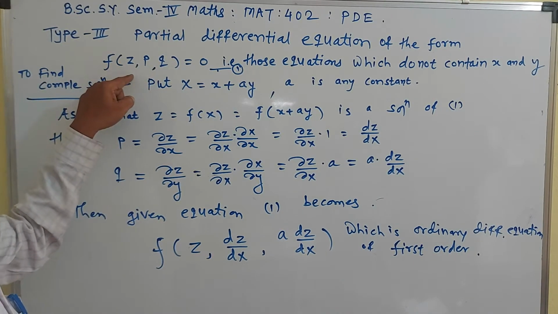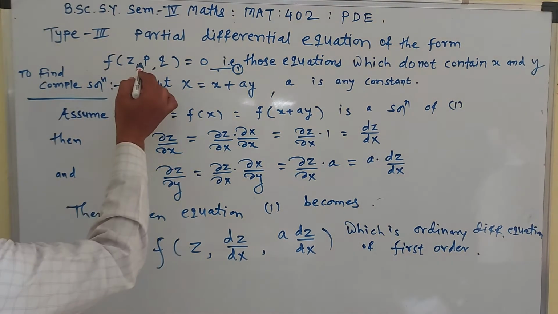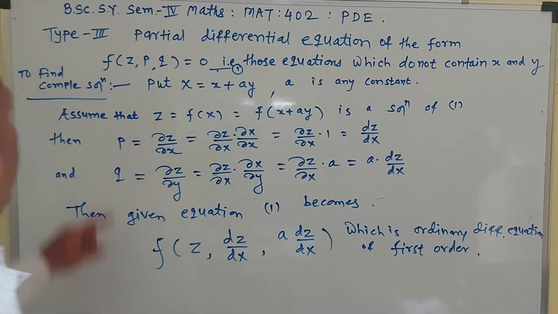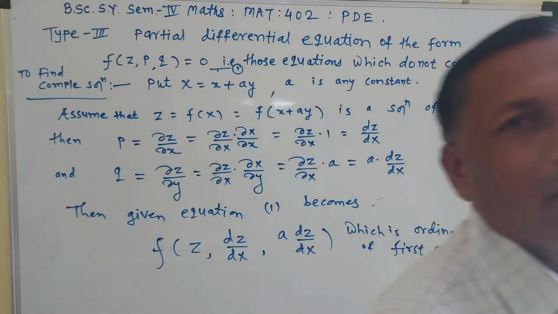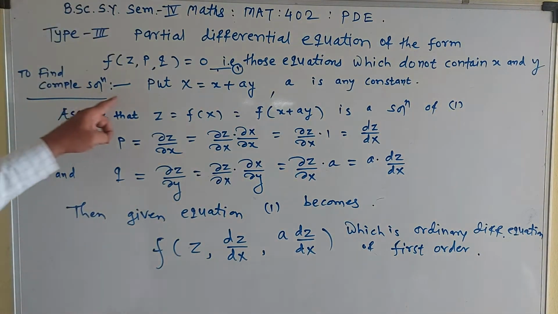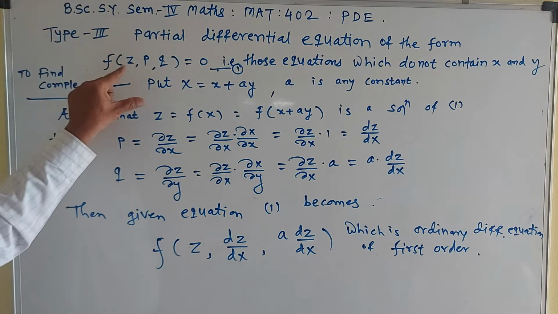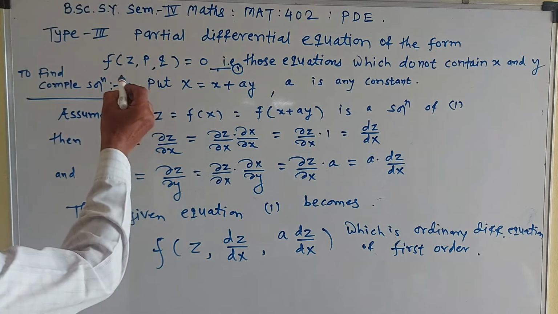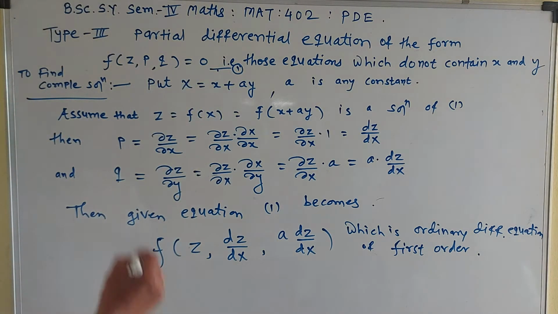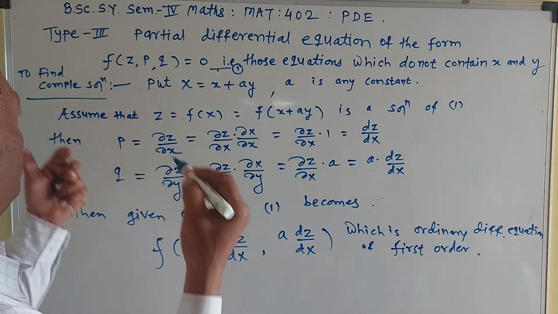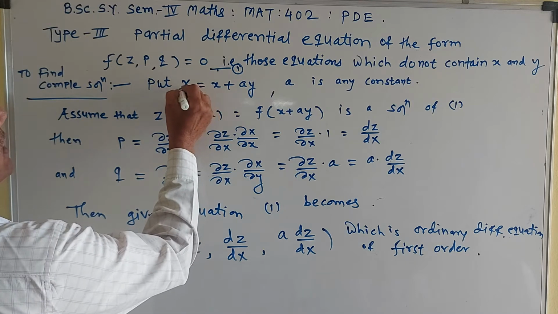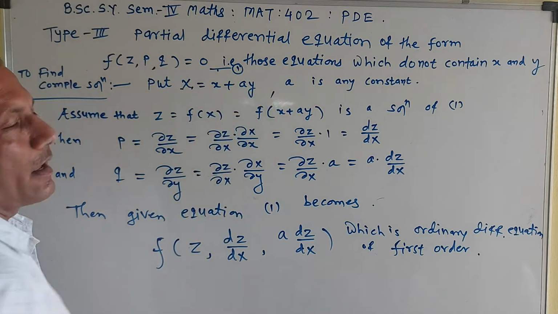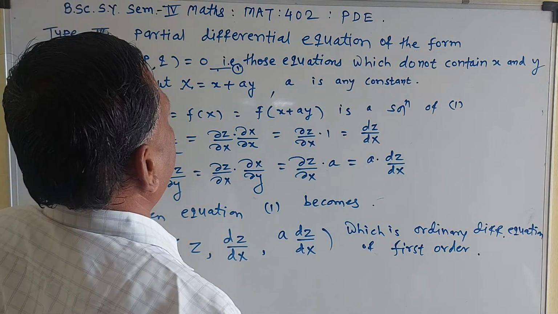So, those equations which do not contain x and y, meaning f(z, p, q) = 0. Here we have to find the complete solution or complete integral of this type. Now, what is the procedure for finding the complete solution of f(z, p, q) = 0? Suppose f(z, p, q) = 0. To find the complete solution of such equations, you put capital X equal to small x plus ay, where a is any constant.